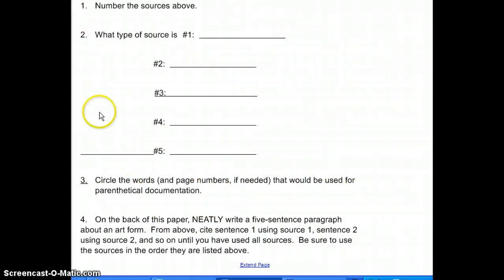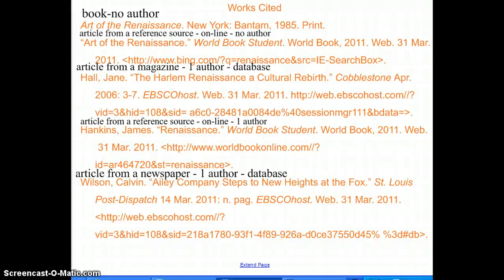So we've gone through, we figured out the type of source that we have, and any information that we think is going to be important. So the next part is to circle the words and page numbers, if needed, that we're going to use for parenthetical documentation. So I used a highlighter, and if students wanted to, they could use a highlighter. And again, their works cited didn't have all this writing up here, so that it was a little bit cleaner, hopefully, for them to look at.